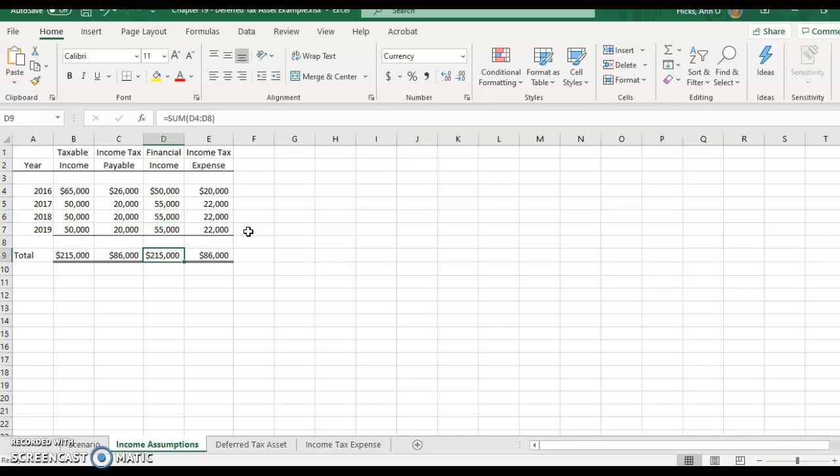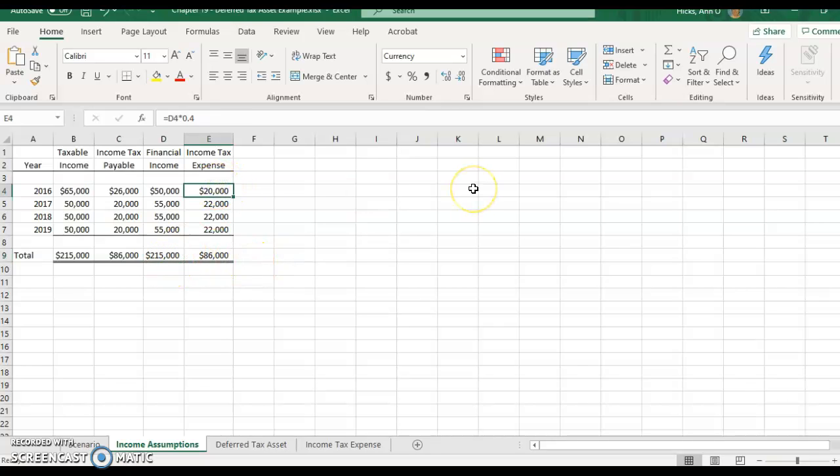Now, here's the point I wanted to make. Notice that taxable income over the 4-year period and financial income over the 4-year period are exactly the same. All we're dealing with is a timing difference. When are we recognizing the income? It's not a situation wherein for taxes we're not recognizing it, and for financial income we are, or vice versa. It's a matter of when. We'll talk about this in another video wherein we'll talk about temporary versus permanent differences.